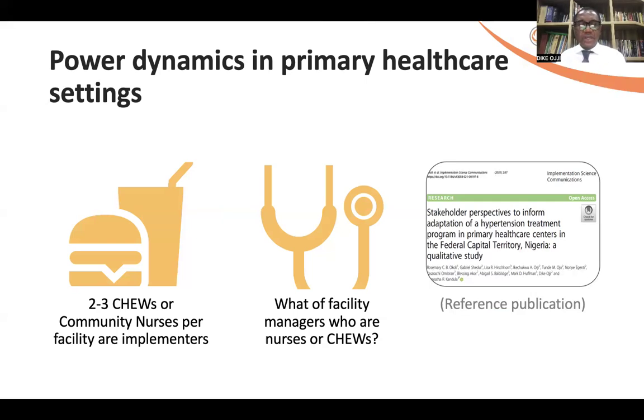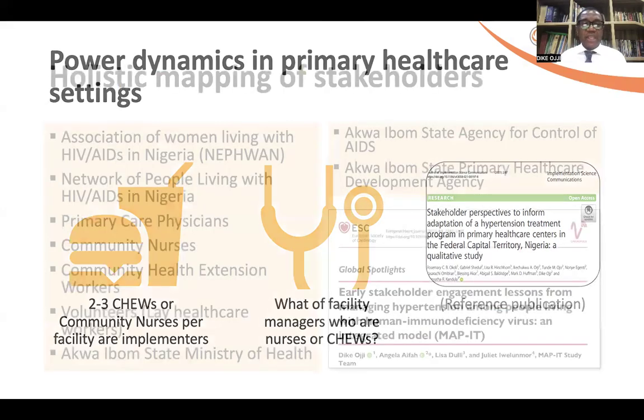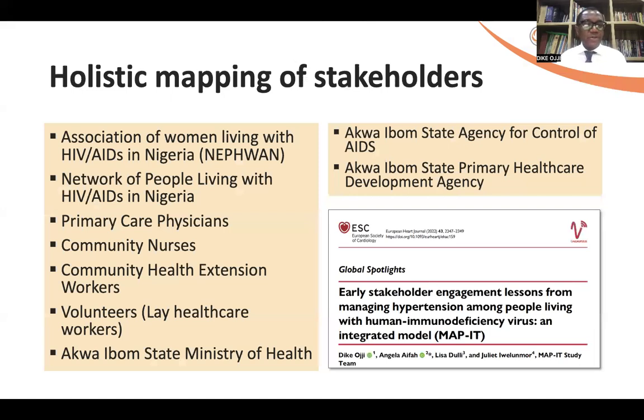You can see the publication on stakeholder perspectives in Implementation Science Communications on how we engaged these different stakeholders and how we got some of this useful information, which helped us refine our strategy and then made us have some of the successes we have today. Holistic mapping of stakeholders cannot be overemphasized.